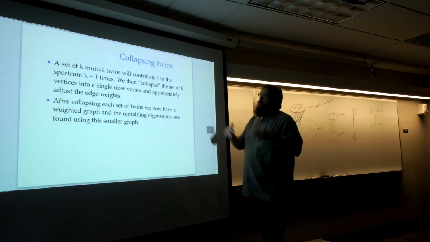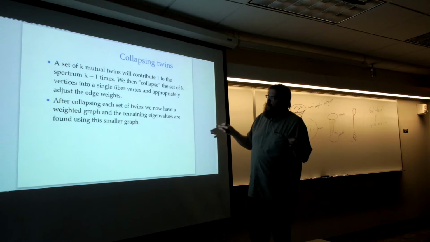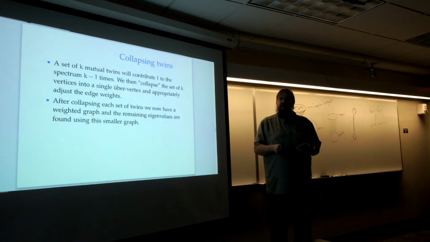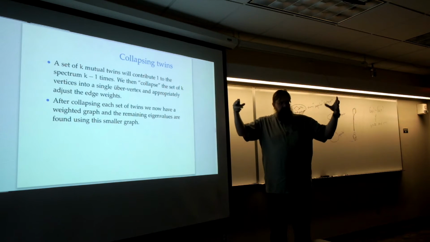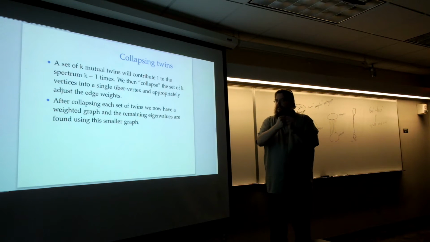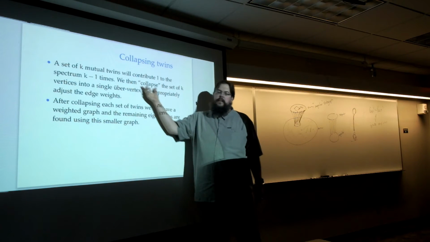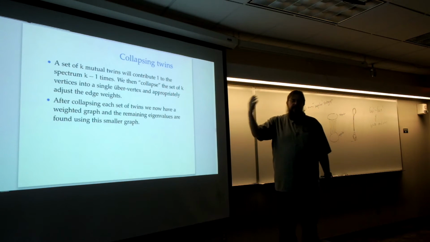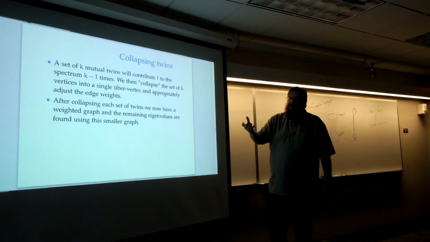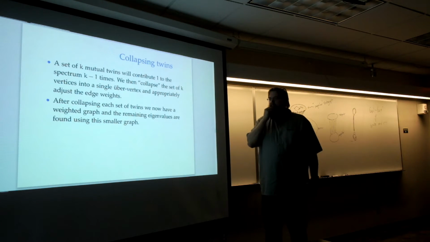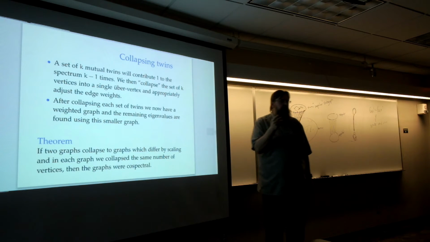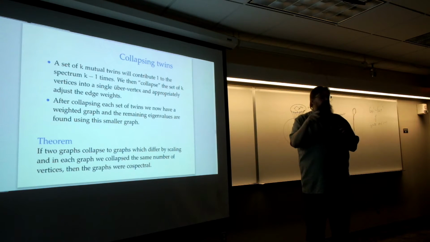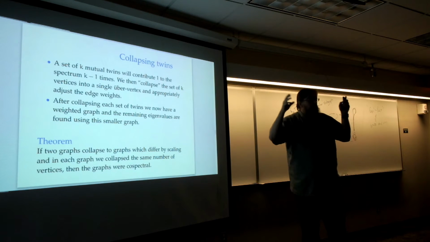So here's our philosophy. We look for twins. Whenever we have a large group of twins, they're going to give lots of ones in the spectrum. After I find all the ones, I have this big group which moves in unison, and I move it to a single vertex. To do that, I just need to add the weights when I put them all together into one single vertex. Then I look at the graph that I have left, and that gives me the other eigenvalues. If it turns out that after I do this operation, I get two different graphs initially, and I reduce down to something where the two graphs are cospectral, then the original graphs were also cospectral.